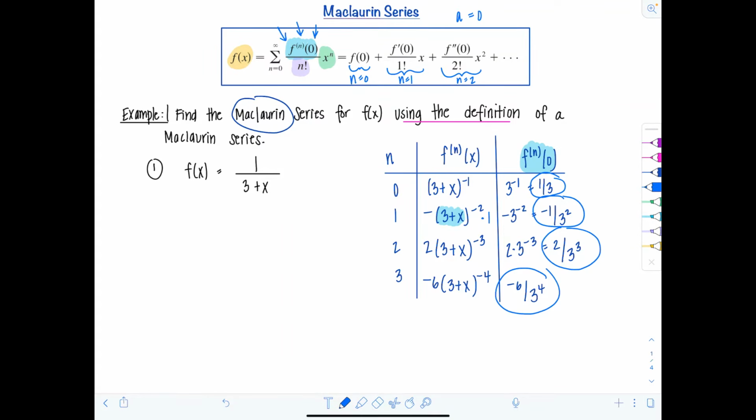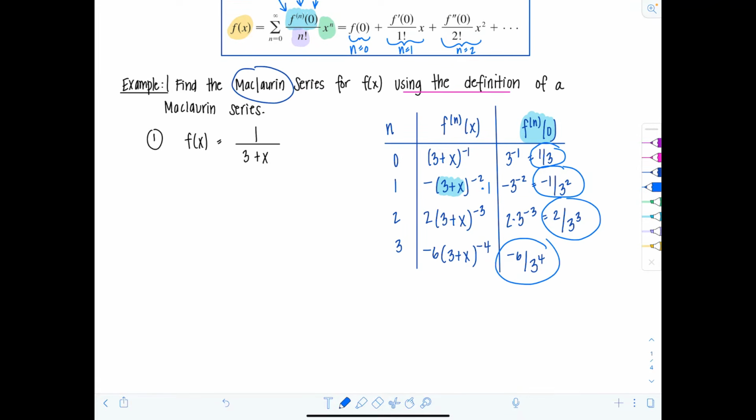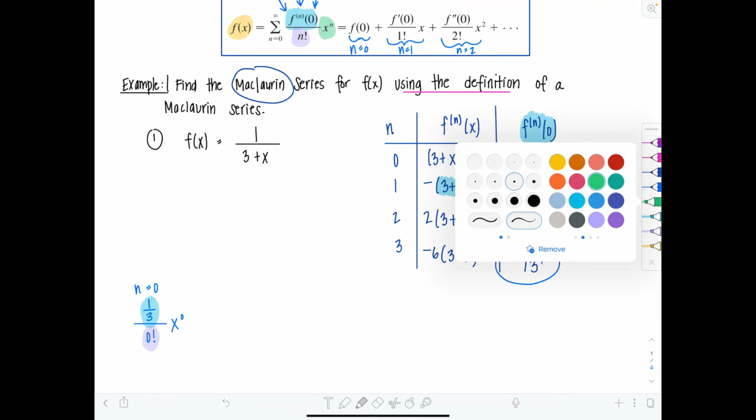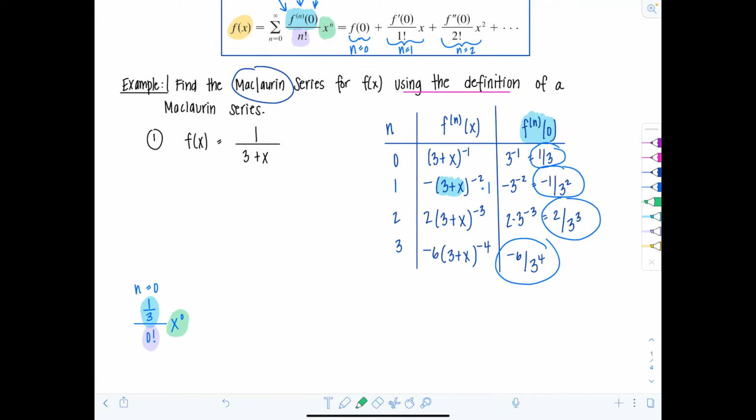Now we're going to start listing term by term the Maclaurin series expansion until we see a pattern emerging. So I'm going to start with n equals 0. So I'm going to have the nth derivative at 0, which is 1/3, over n factorial, in this case that's 0 factorial, times x to the n, which is going to be x to the 0. Let me color code it for you. So this is the blue part, that's the nth derivative at 0. This is n factorial, and then here is x to the n. So that's all part of n equals 0.